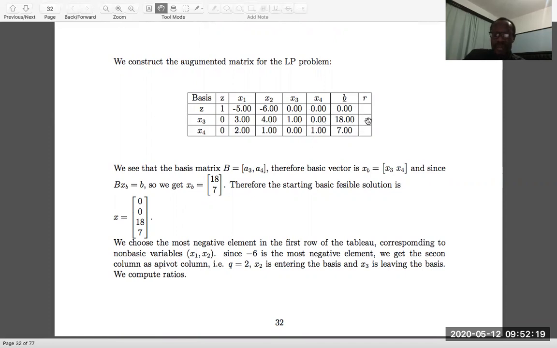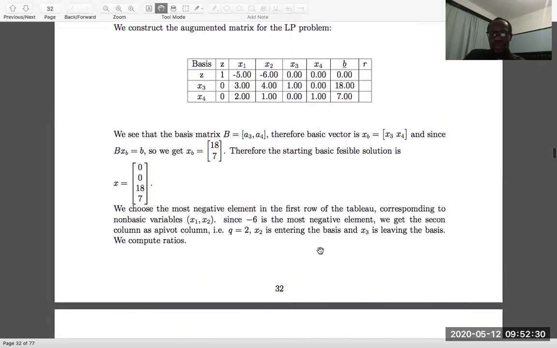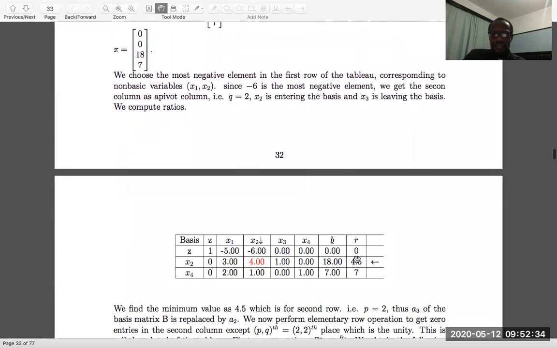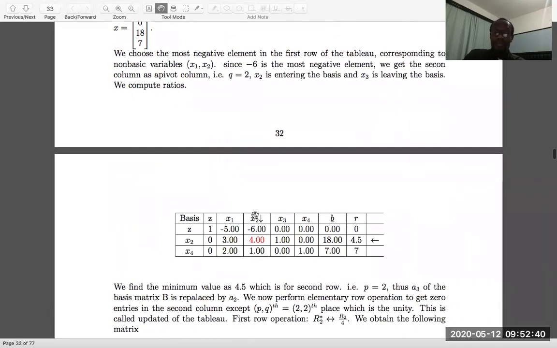We're going to find the minimum ratio, i.e. you take 18 divided by 4, and then you take 7 divided by 1, and you should get the minimum ratio. If you try to find the minimum ratio, you should get 4.5, which means we need to make this 4 become 1, and everything else has to become 0 in that column.